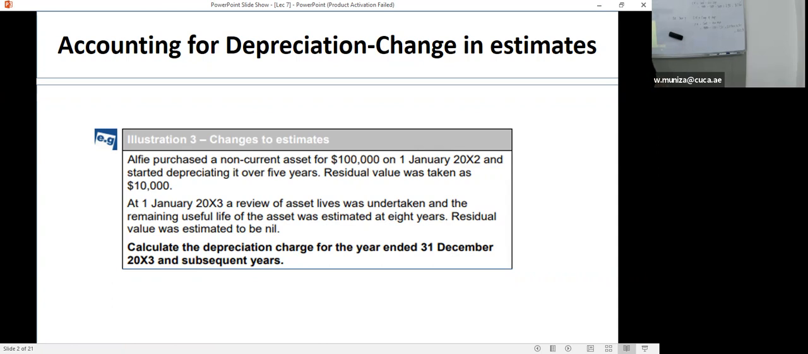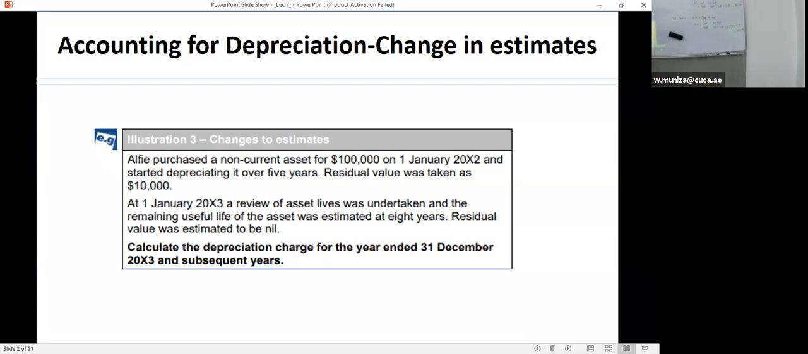When those estimates are going to be changed, we have to recognize them prospectively. Retrospective effect is not going to be taken. Retrospective effect in accountancy means that previous years' records are also going to be changed. But whenever there are changes in estimates, there will be prospective effects. In the future years, the changes are going to be accounted for. Okay. So illustration number 3 is regarding changes to the estimates.